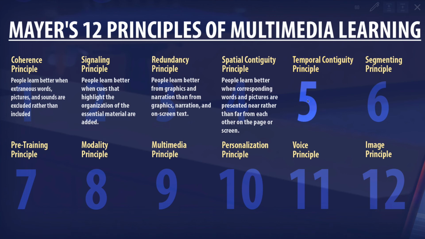Temporal continuity principle. People learn better when corresponding words and pictures are presented simultaneously rather than successively. So that really, to me, speaks directly towards being linear or nonlinear. If you want to have a slideshow, it would be successive graphics, one after another. And nonlinear would be more at the same time, but maybe scrolling through a zoomed in view of the whole picture.